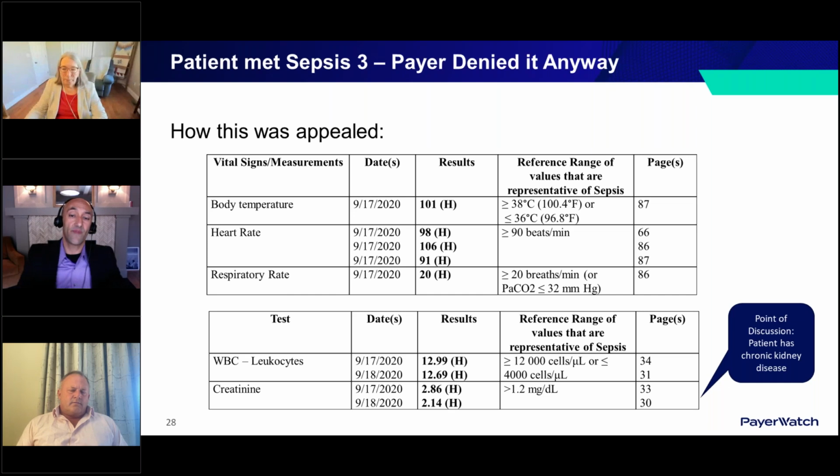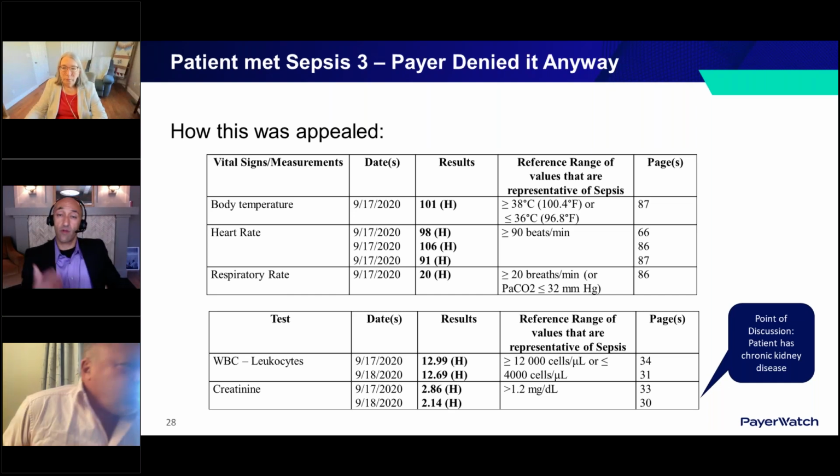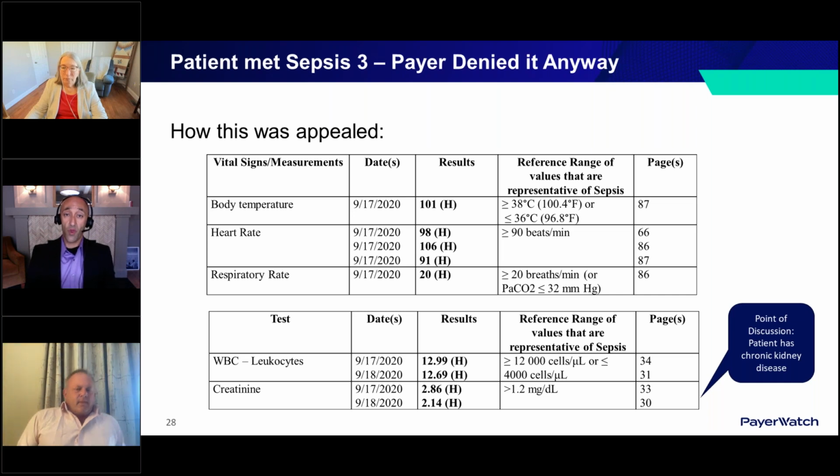So it depends on if the baseline creatinine was 1.2, right, or 1.4, and they come in with a creatinine of 2.86, and they're altered, and they have C.